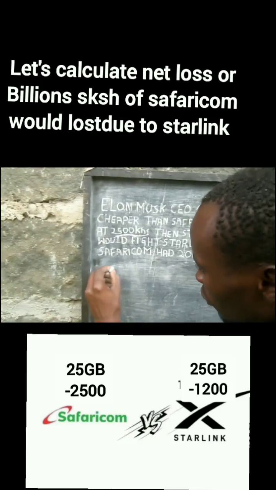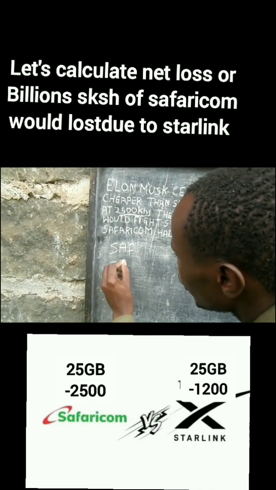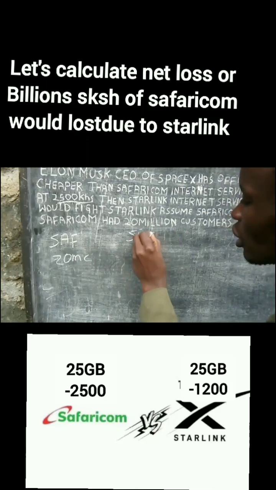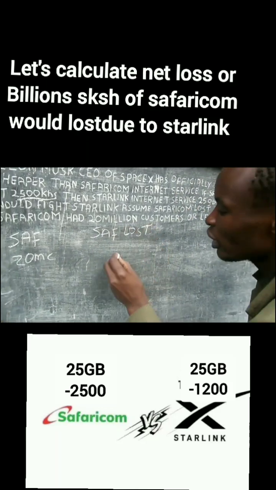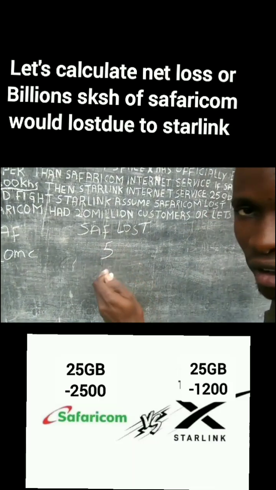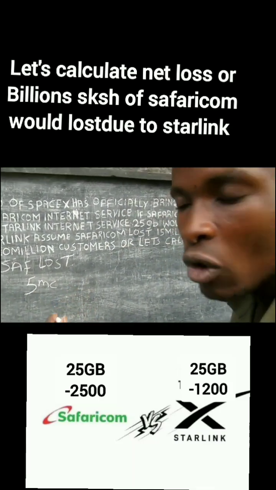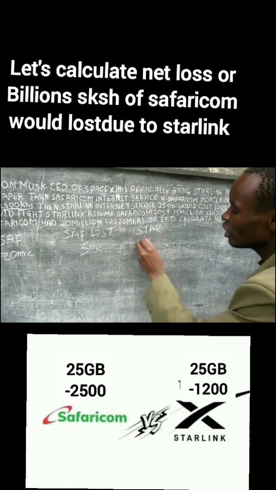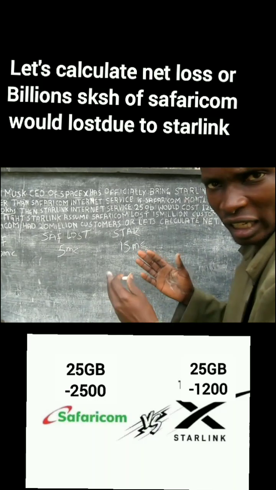Now Safaricom, SAF, before Starlink came, had 20 million customers. After SAF lost its customers due to the high cost of internet service, they remain with 5 million customers, because 20 minus 15 equals 5. Now Starlink gains 15 million customers due to cheaper internet service.